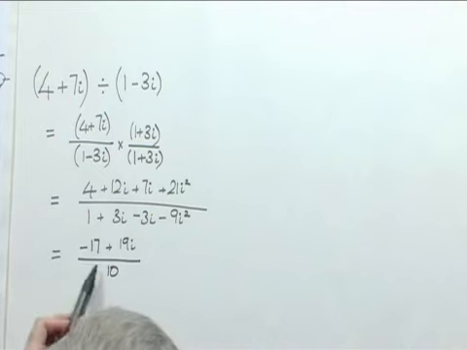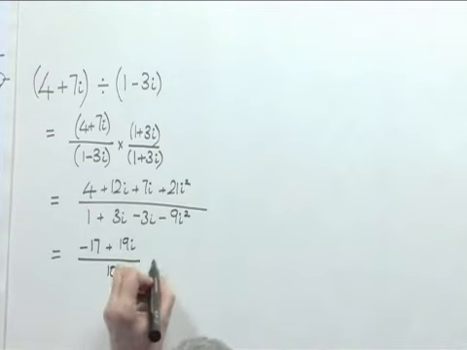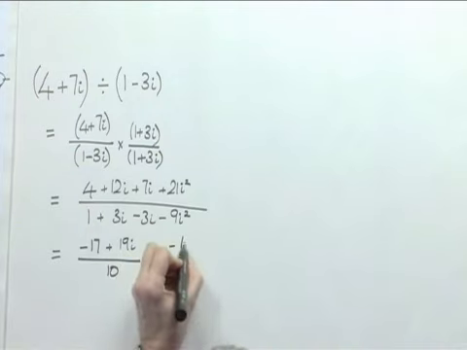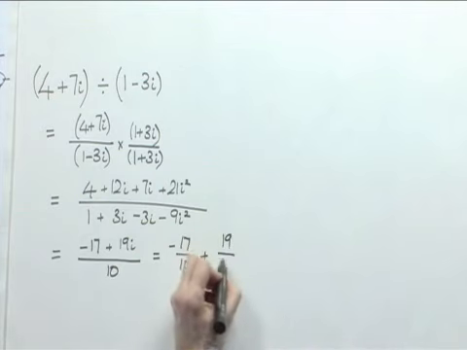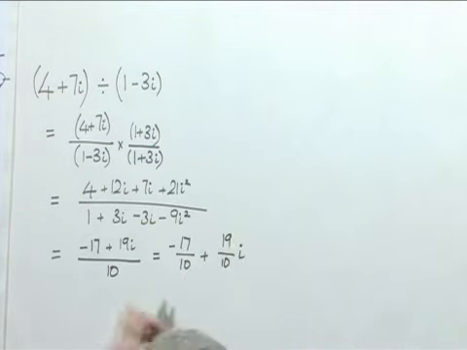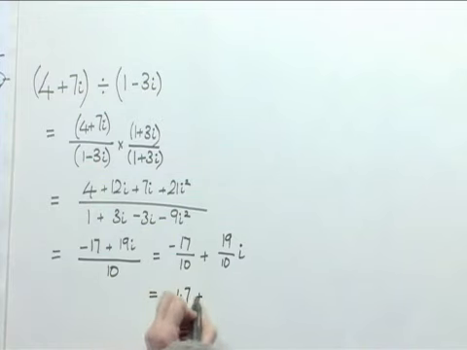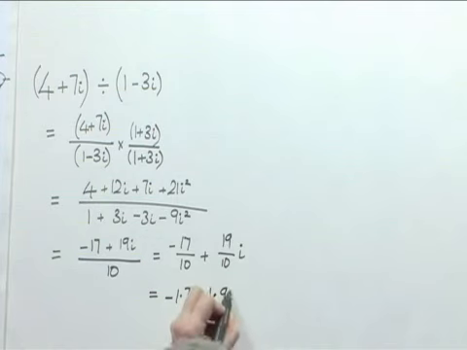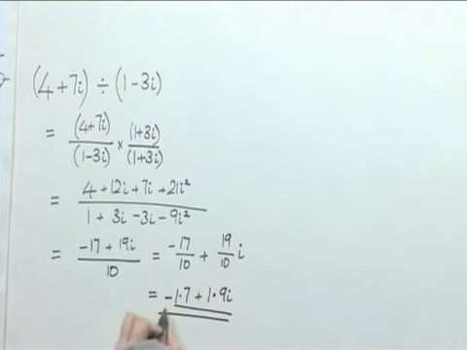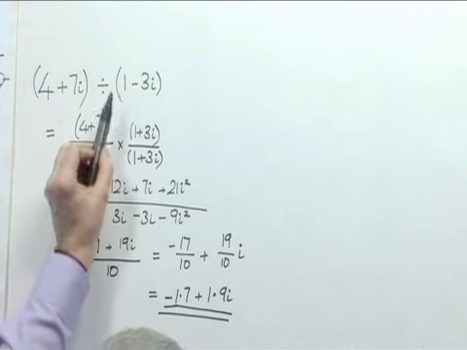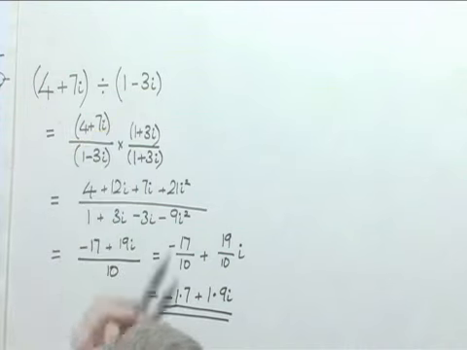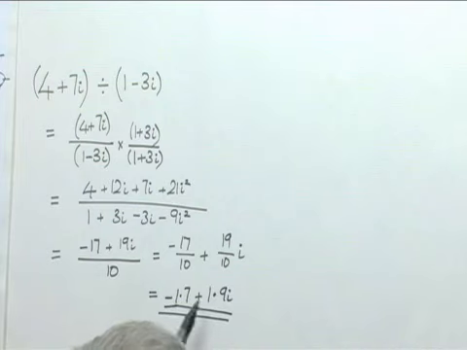So we could leave our answer like this, or we could split it up as minus 17 over 10 plus 19 over 10i, which if we want we could write as minus 1.7 plus 1.9i. So that's our answer. When we divide 4 plus 7i by 1 minus 3i, we get minus 1.7 plus 1.9i.